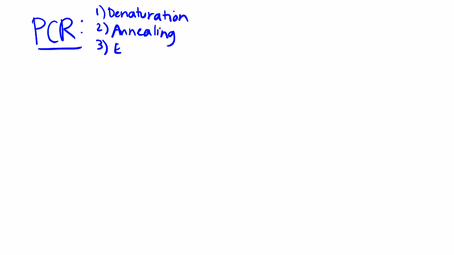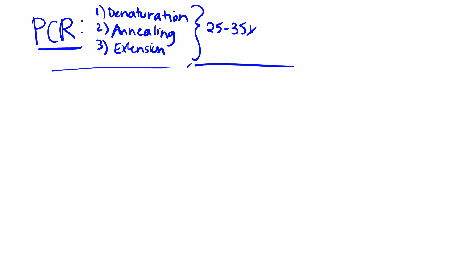PCR. It's a pretty simple process actually. It has 3 steps that repeat 25 to 35 times. The first step is denaturation. The second step is annealing. And the third step is extension. So, like I said, it happens 25 to 30 times. Okay, pretty simple stuff.